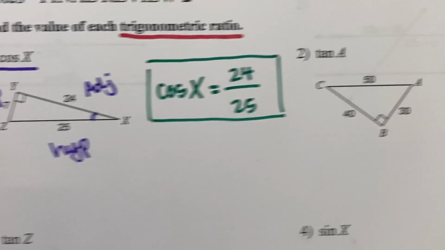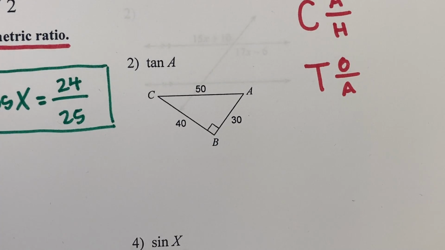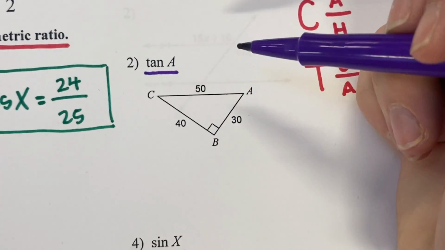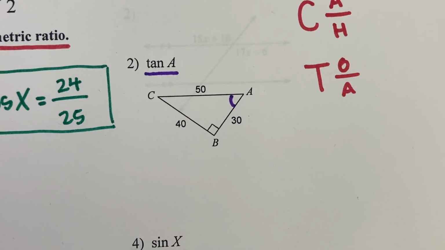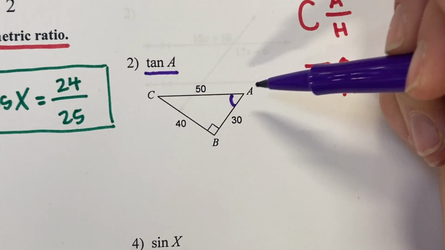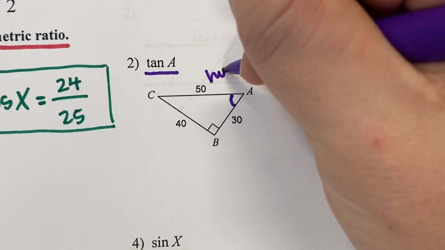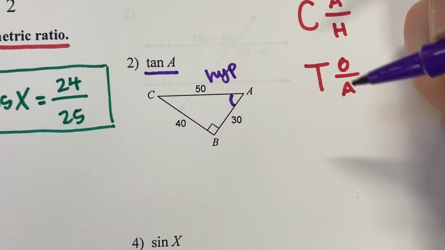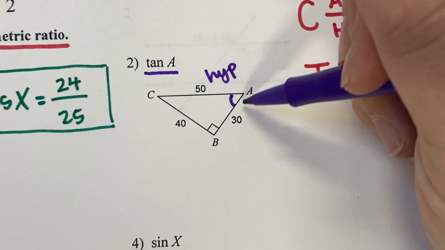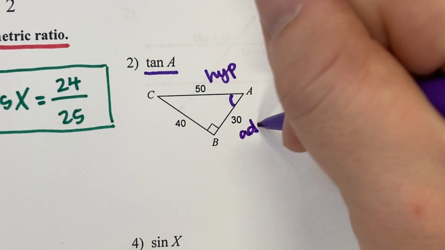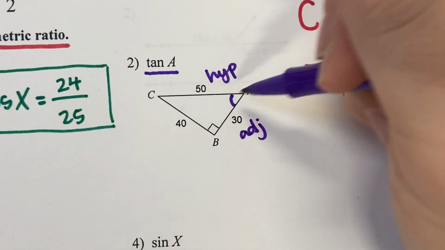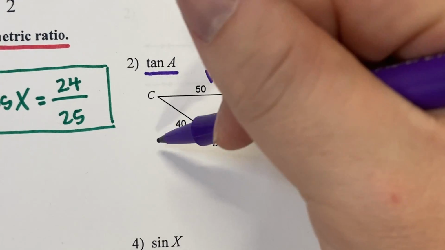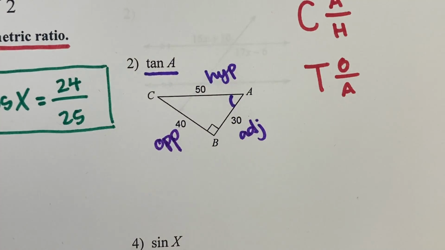Let's do the same thing for number 2. Now it's asking us for tangent of angle A. So again, first identify what angle you're standing at. We're standing at angle A. Based on where we're standing, we can label our 3 sides. 50 is our hypotenuse, across from our right angle. 30 is the side that's next to our angle, so that's going to be our adjacent. And then 40 is, if I were to walk to the opposite side, opposite.